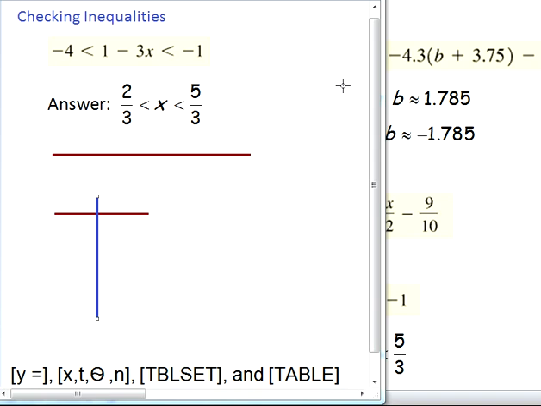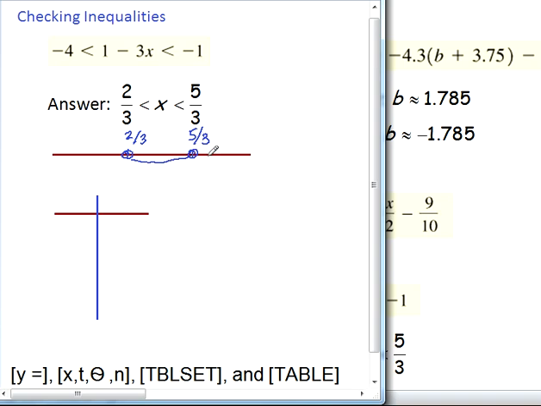Alright, next we're looking at a three-part inequality, and the part with x in it is in the middle. Again, it's useful to think of the graph here. I've written the solution here that I came up with, that x is between 2/3 and 5/3. And if we indicate 2/3 on the number line, we'll have an open circle there, and 5/3 will also have an open circle. And we're talking about all the points between.